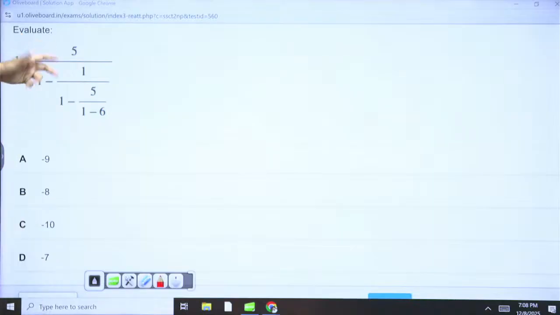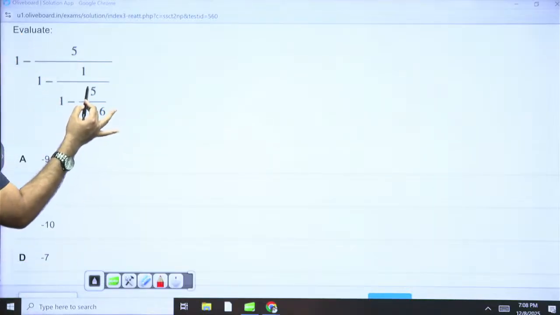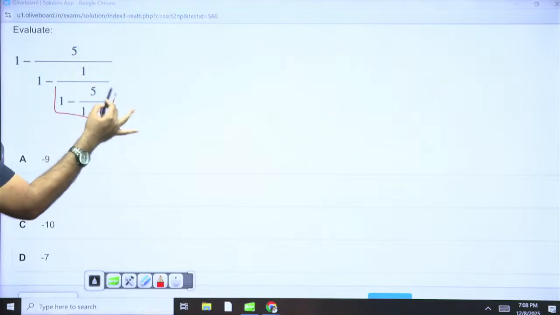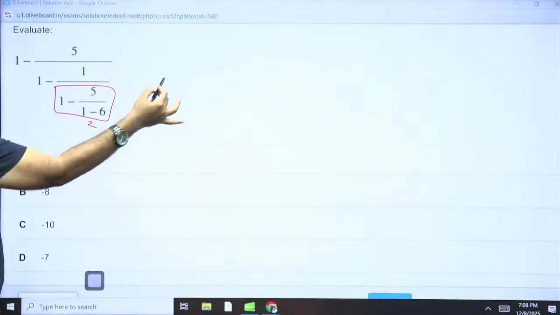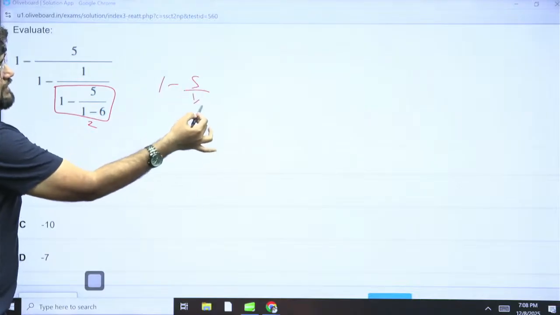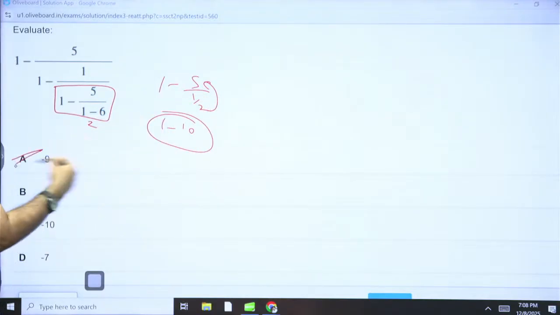But anyways, if you quickly go through this, 1 minus 6 is minus 5 by minus 5, this is plus 1. 1 plus 1 is 2. Now 1 minus 1 by 2. 1 minus 1 by 2 is 1 by 2. So 1 minus 5 upon 1 by 2. This will go on the top. So this will become 1 minus 10 and this is minus 9.